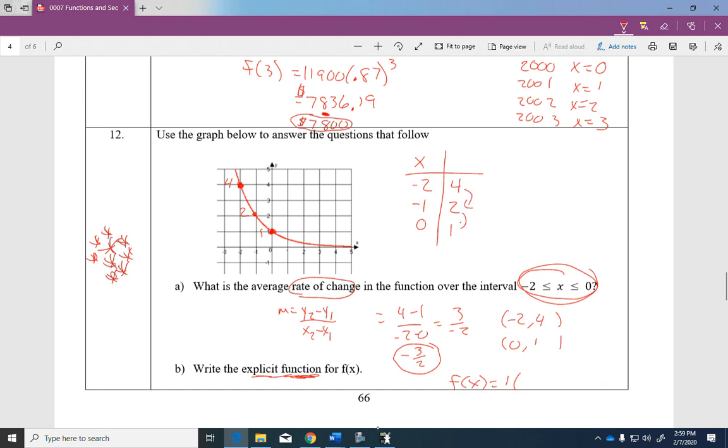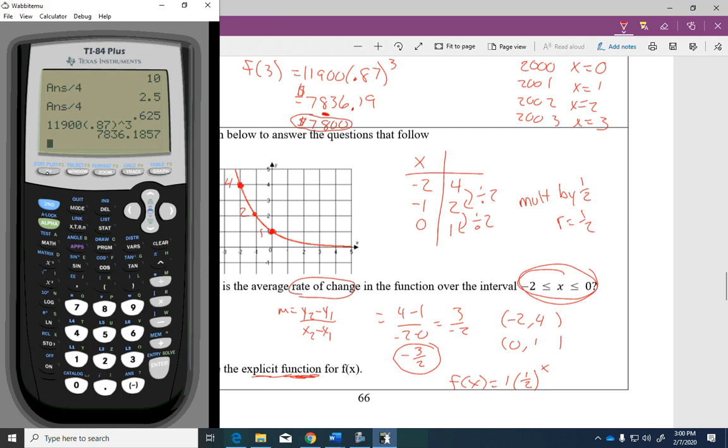You can see over here that it looks like it's getting divided by 2. Remember, though, we like it as multiplying, so we're actually multiplying by a half, which means our growth factor, or the r, is 1/2 to the x value. It's not the x minus 1 because I used the y-intercept. Again, if you're unsure if it's an x minus 1 or not, go to your y equals, enter in what we just wrote.